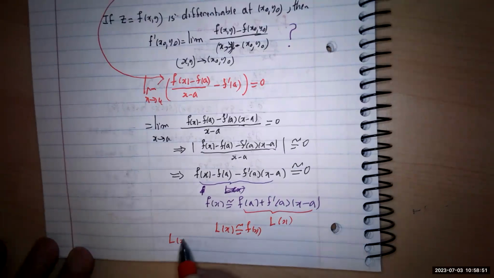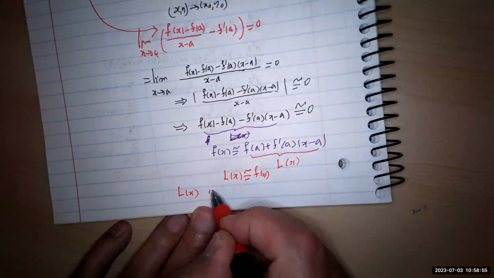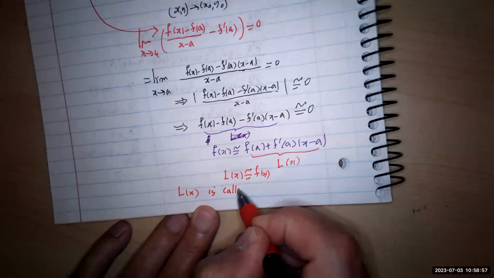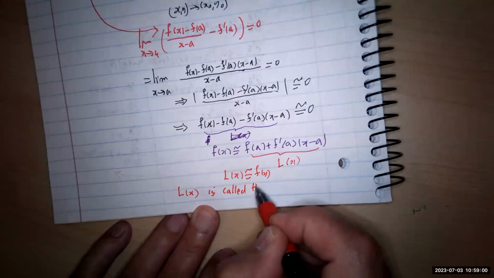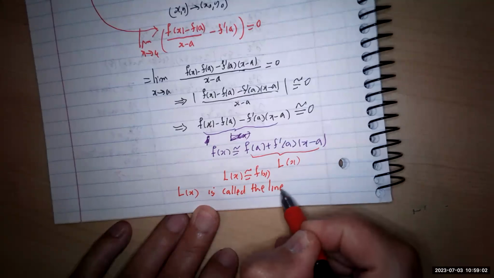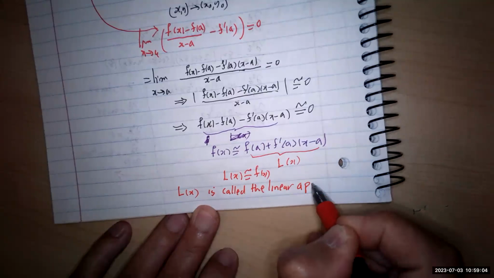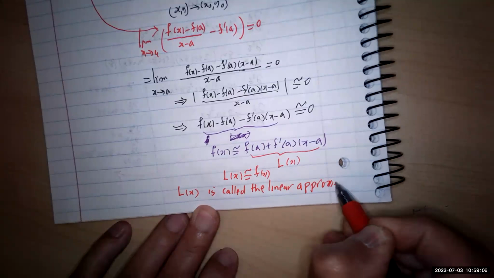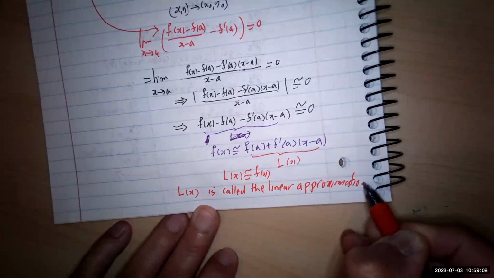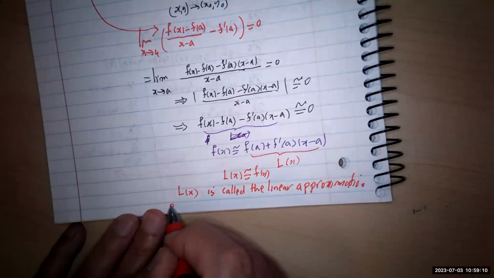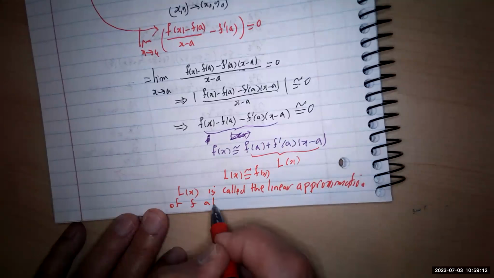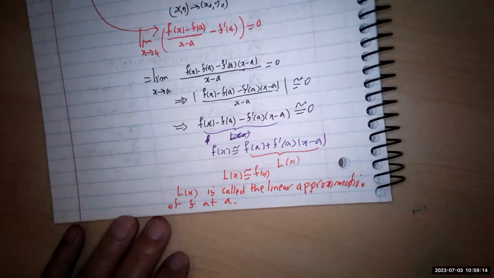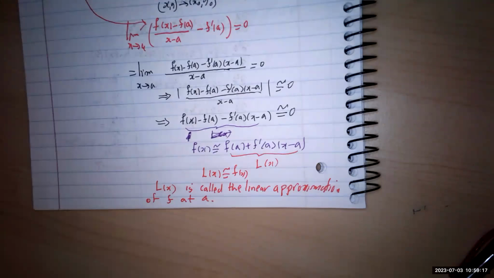Just to remind you, this L of x is called the linear approximation of a function f at a. Do you remember this one from calculus 1? This is the equation of a tangent line and nothing else.